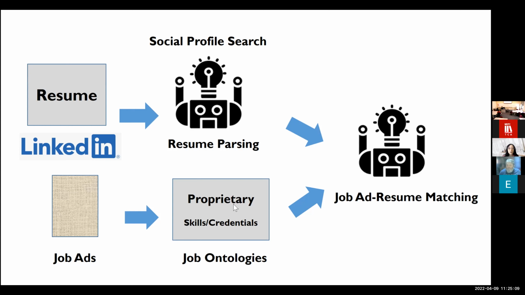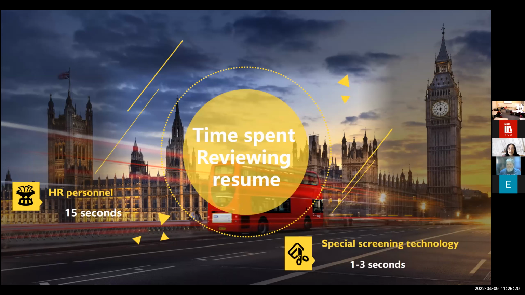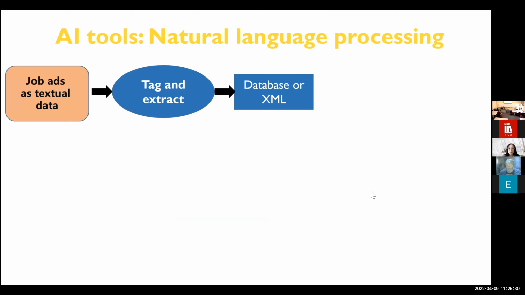The time spent on resume screening, we know that for traditional resume screening by human beings, is about 15 seconds. And for algorithms, the time gets shortened to around 1 second for a one-page resume. So that's the type of audience you will be facing. Okay, so how those texts will be processed is like this. Job ads will be tagged.